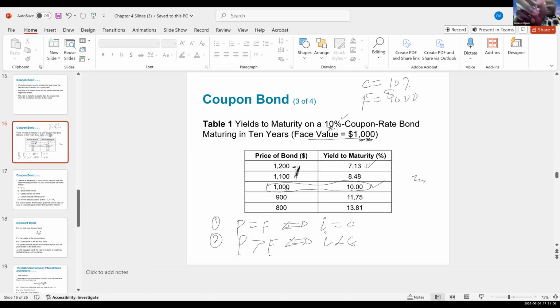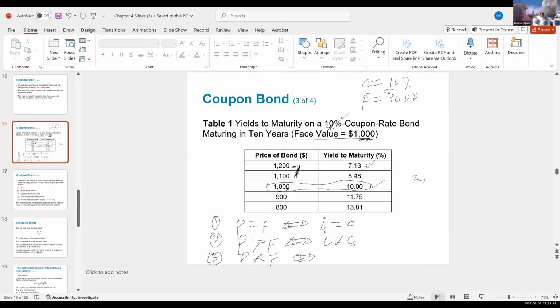That is always true. And then anytime the bond is priced below its par value, price is less than face value, we say that the interest rate on this bond is going to be greater than the bond's coupon rate. So if the bond price is $900, see that $900 is below the face value of $1,000. So that means the price is below our face value. So the interest rate is going to be more than the bond's coupon rate. 11.75 is greater than 10%. And the same for when the price is 800: because this price is less than the face value, the bond interest rate is going to be more than its coupon rate.